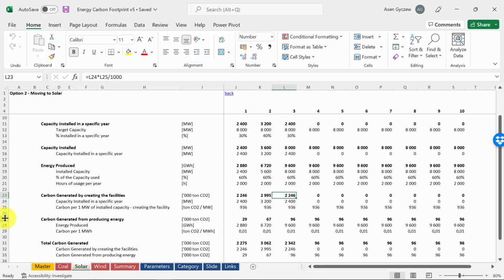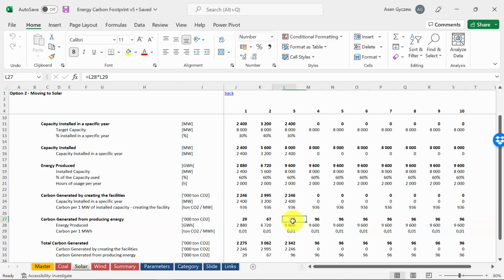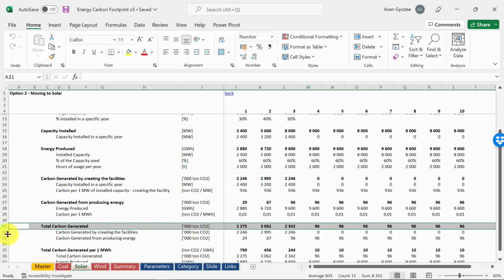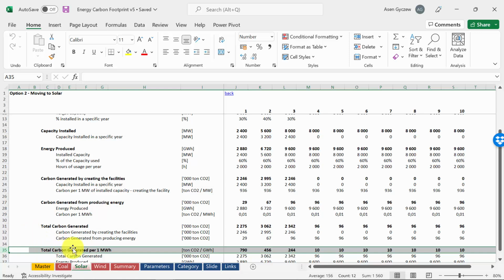The second component is the carbon generated from producing energy, and due to the fact that we are using solar energy here, this will be pretty low. It will reach its peak by year 3, and this will be 96,000 tons of CO2. The total carbon generated we can see in row 31, and mainly this is the carbon generated during the creation of the facilities. Finally, we can calculate in row 35 the carbon per 1 megawatt hour of energy produced. Obviously, this is higher in the first 3 years because we are building the facilities.